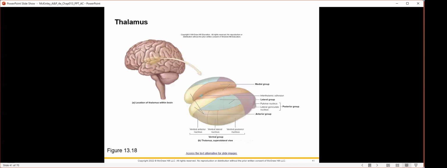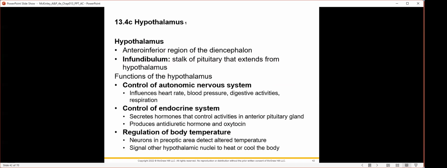This is our thalamus. You do not have to know all the nuclei, just its general function. For the hypothalamus, it is actually a different kind of organ. It does neurological things, but it also produces hormones, which you'll learn about in part 2 of A&P. The hypothalamus is connected to the pituitary gland through a stalk called the infundibulum. And basically, the hypothalamus regulates homeostasis in the body.